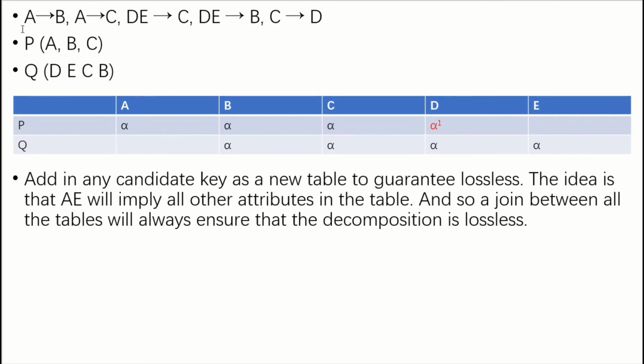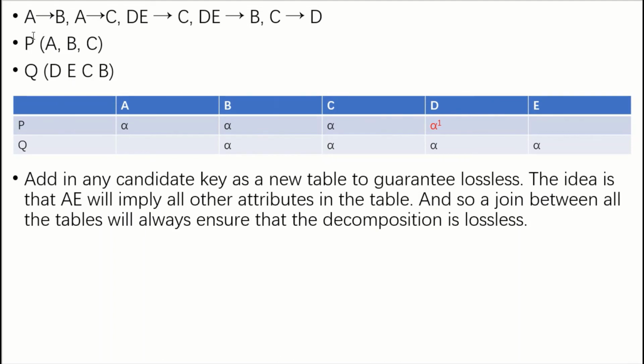So these are once again the functional dependencies. These are the two tables I created. I draw this dependency table. I have A, B, C, D, E, and tables P and Q. Table P consists of A, B, C. Table Q consists of B, C, D, and E. So I'll try to see whether this entire thing is lossless or not.